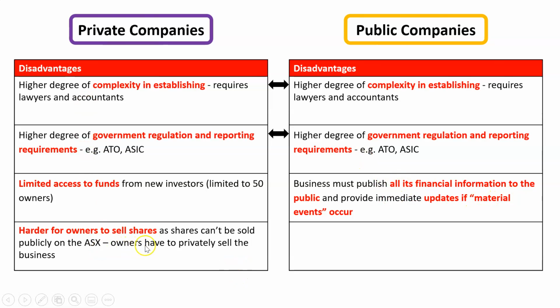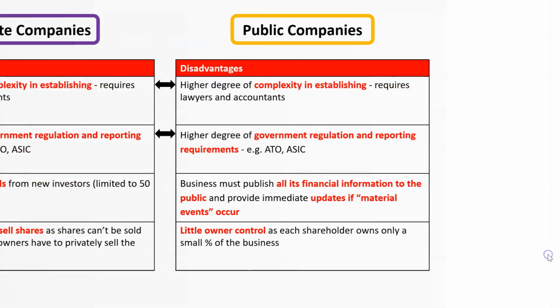Private company, very hard for the owner to sell the shares. They can't be bought and sold on the stock exchange. Whereas over here, we would say a disadvantage for a public company is you have little control. You might buy some shares in BHP and own 0.0001 of the business. You've got very little control.